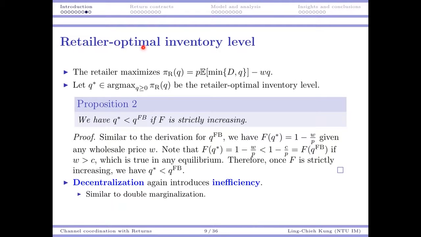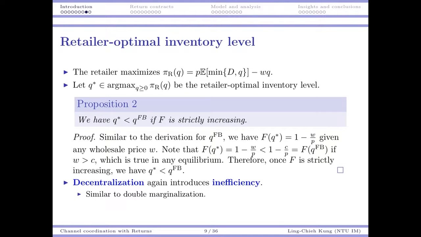Now, suppose we focus on the distributed or the decentralized channel, then the retailer is solving his problem to find the retailer optimal inventory level. In this case, the retailer's problem is almost the same as the channel's problem. The only difference is that the unit cost becomes W rather than C. And then immediately we can see the retailer optimal quantity basically will be less than the first best quantity. The proof is there, you may go over it, but the intuition is very simple.